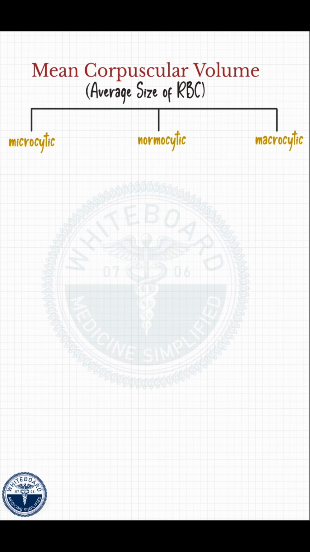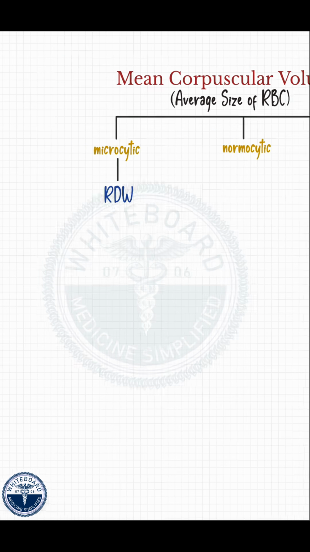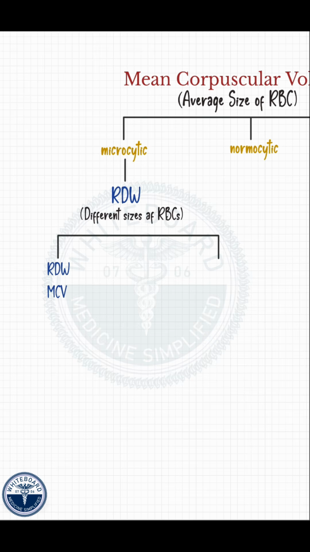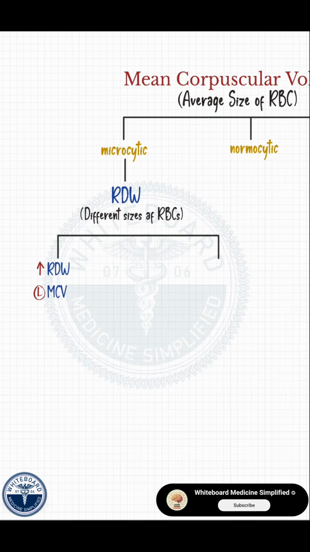After classifying anemia using the MCV, the next step is to assess the size variation of RBCs by looking at the RDW, or red cell distribution width. As we discussed in the previous video, the RDW tells us how much variation in RBC size is present in blood. So if RDW is high and MCV is low, that is, the size of RBCs is low, that is highly suggestive of iron deficiency anemia.